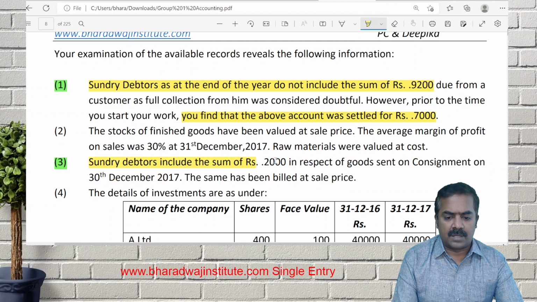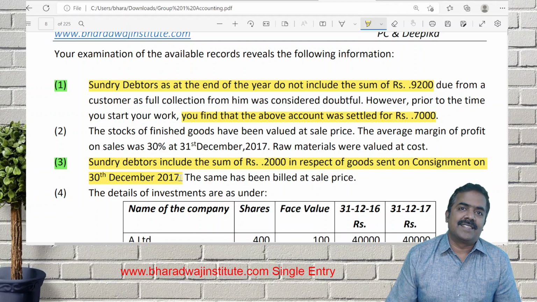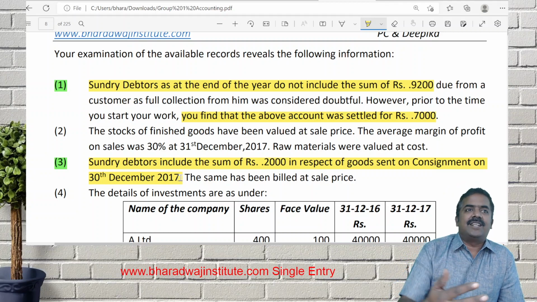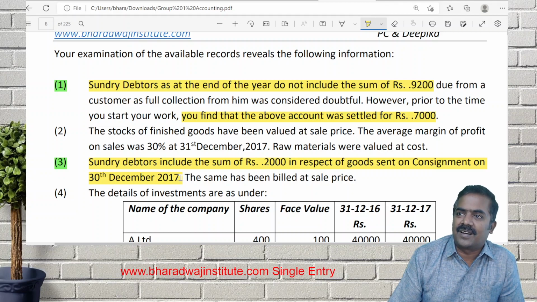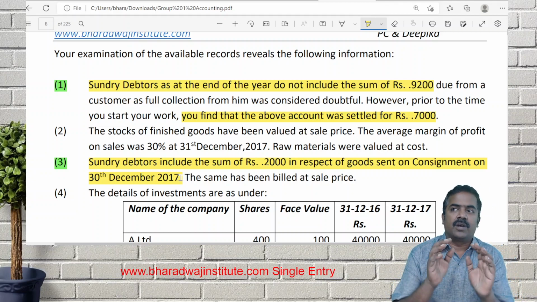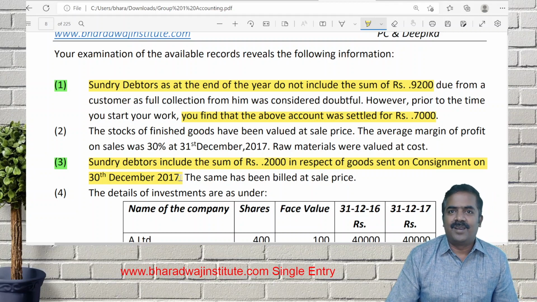Then look at the next point. Sundry debtors include a sum of 2,000 in respect of goods sent on consignment. Wait. Goods sent on consignment. What do you mean by goods sent on consignment? To the agent, we send the goods for selling. Let's assume I am the owner of the goods. You are the agent. I am sending the goods to you for selling them. Are you my debtor?